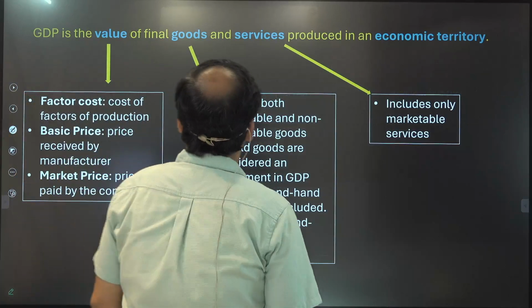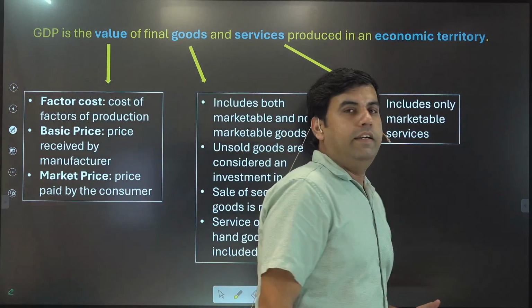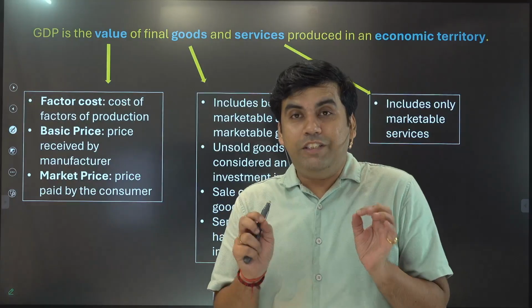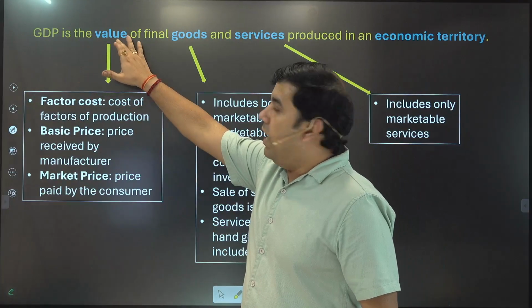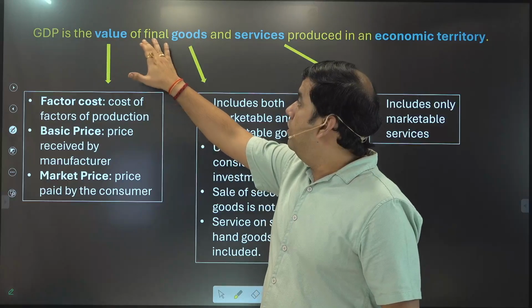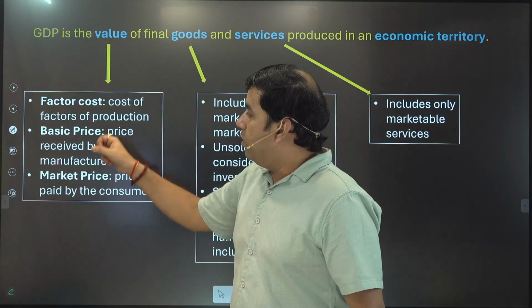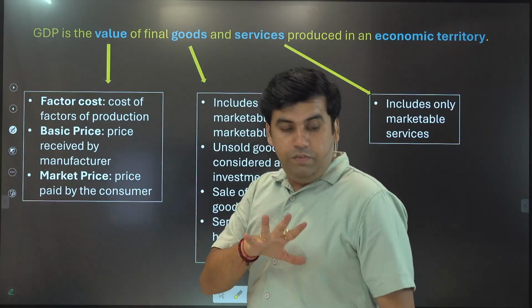Next. So the final definition of GDP. Now we have a matured definition of GDP. GDP is the value of the value. What is value? Factor cost, base price, market price. Now I'll give you the reason for that.